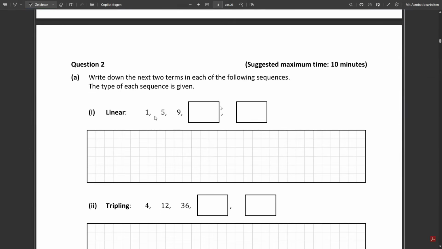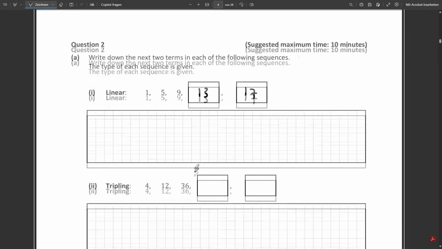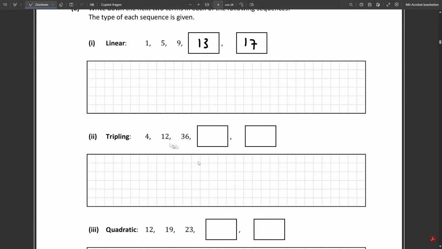So if this is a linear sequence, the first difference is constant. So we have add 4. So add 4, you'll get 13. Add 4, you'll get 17. For tripling, we're tripling each time. So times 3, times 3, 36 times 3 is 108. Then 108 times 3 is 324.